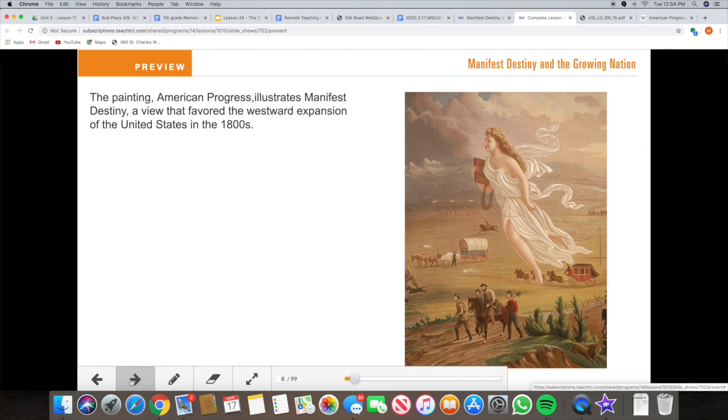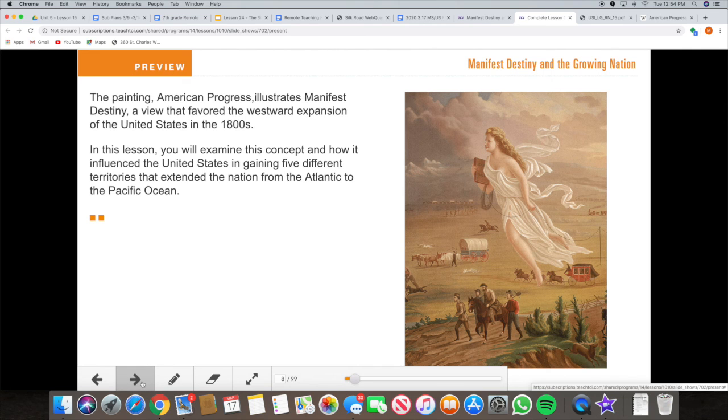The painting American Progress illustrates Manifest Destiny, a view that favored the westward expansion of the United States in the 1800s. In this lesson, you will examine this concept and how it influenced the United States in gaining 5 different territories that extended the nation from the Atlantic to the Pacific Ocean, so from the east to the west.